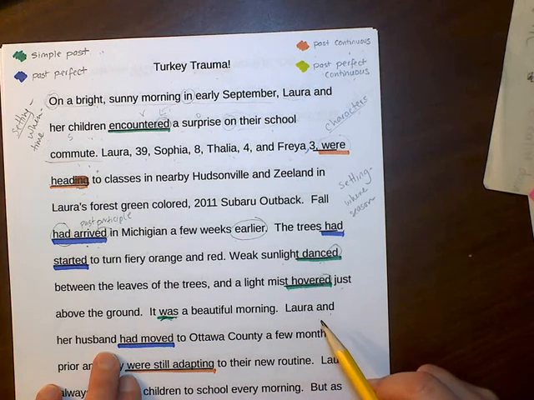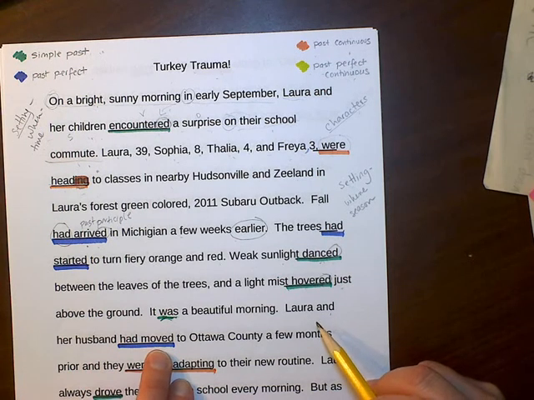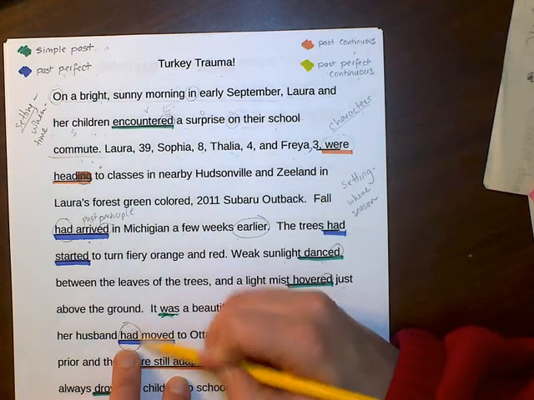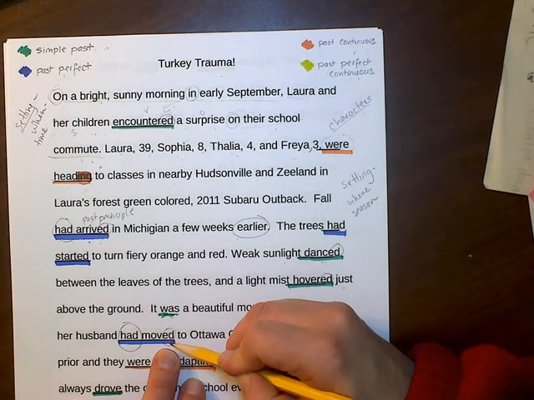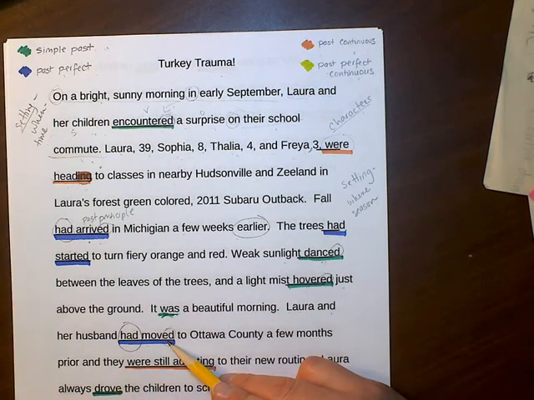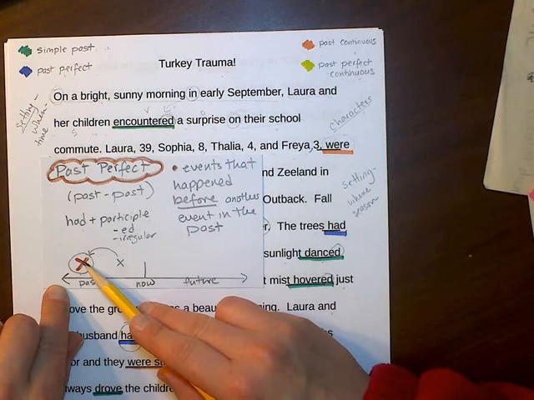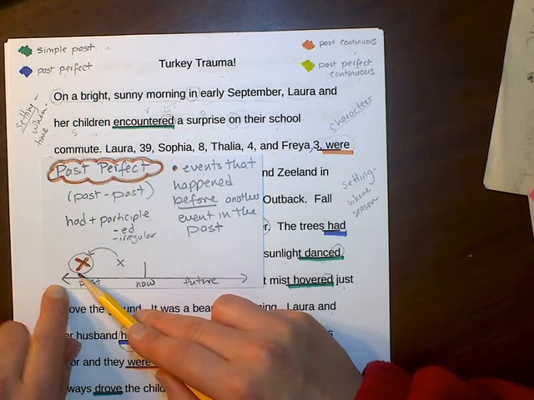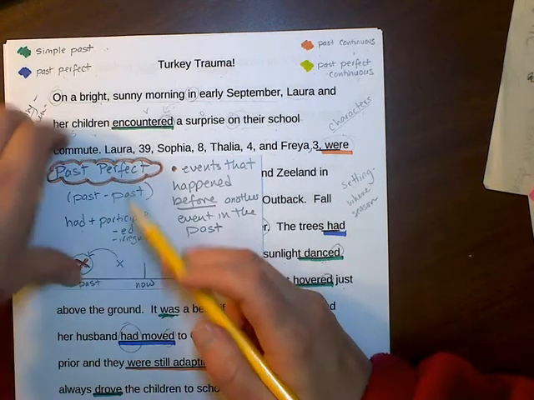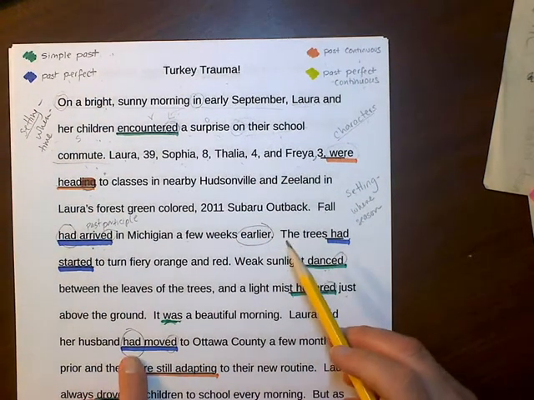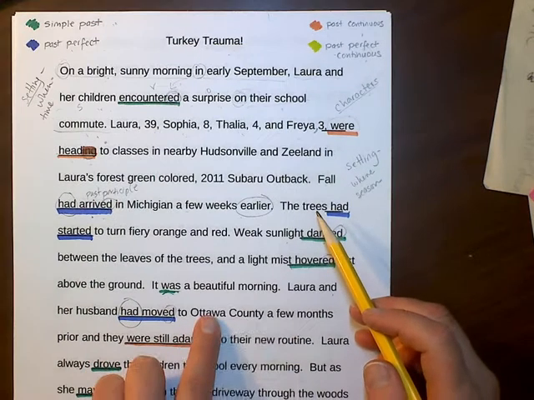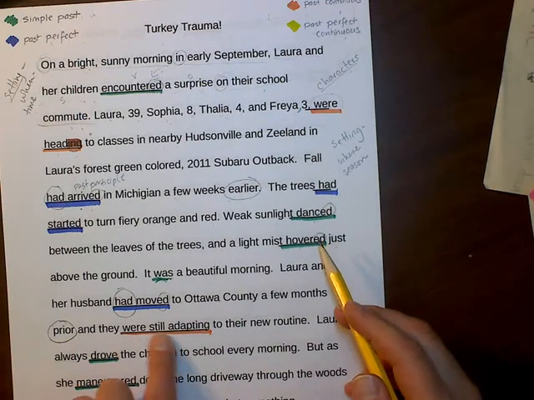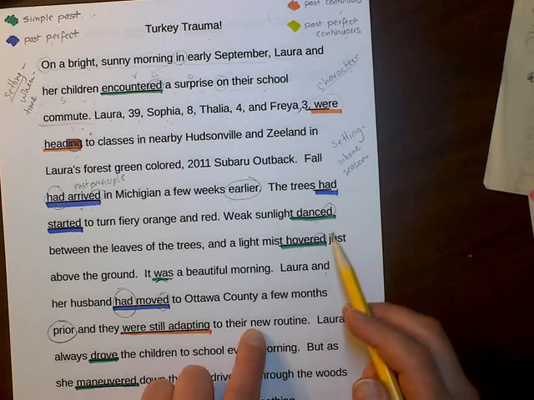Laura and her husband had moved, is my verb. Verb tense, past perfect again. I have had, and then moved, past participle is regular. So had moved because it's something that had happened in the past, right? I'm living in West Michigan. So I moved before, at some earlier time. So Laura and her husband had moved to Ottawa County a few months prior, means before, and they were still adapting to their new routine.